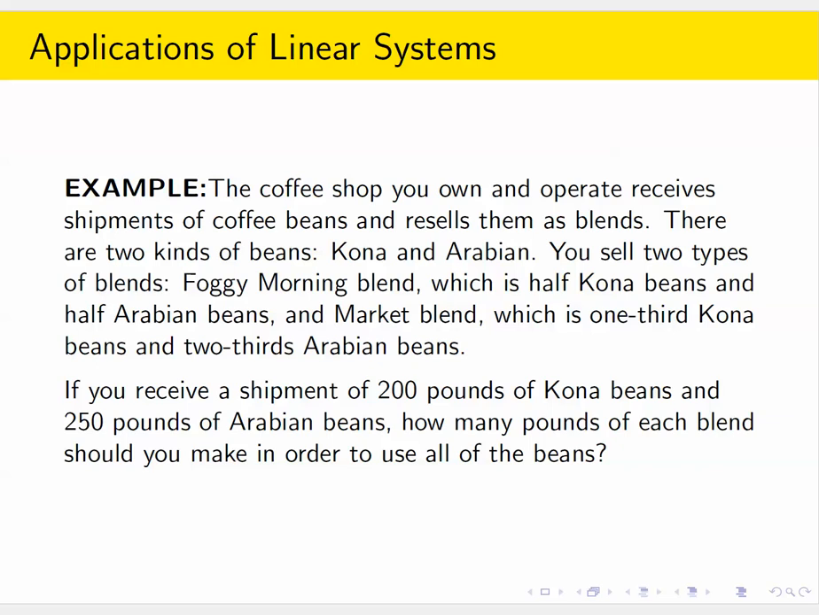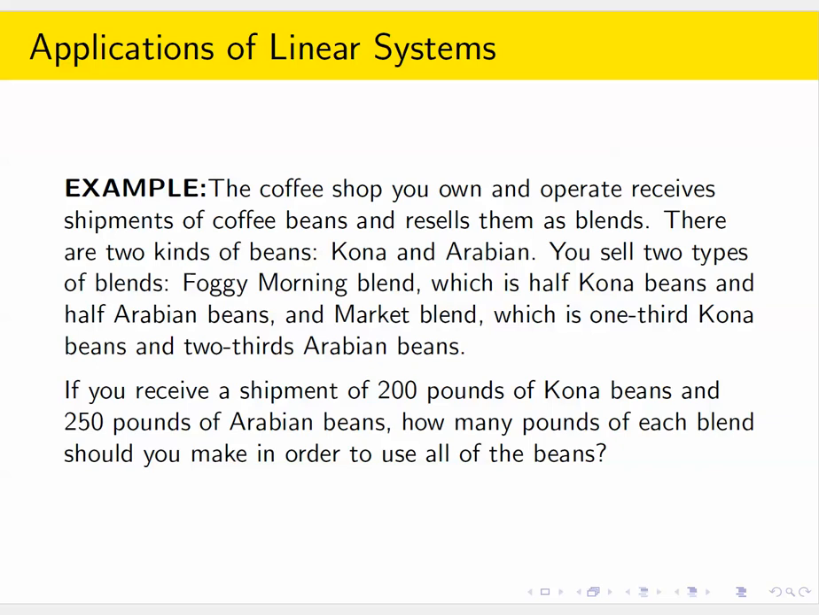Foggy Morning blend, which is made of half Kona beans and half Arabian beans. So for example, to sell a 2-pound bag of Foggy Morning blend, we would use 1 pound of Kona beans and 1 pound of Arabian beans. And then Market blend, which is a different mixture, 1/3 Kona beans and 2/3 Arabian beans.